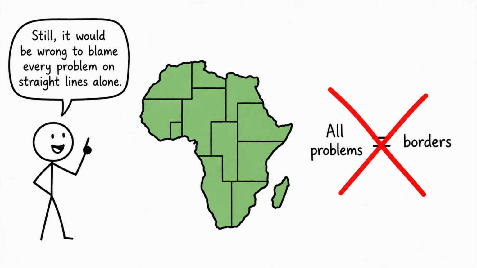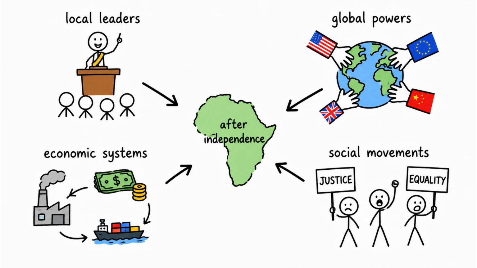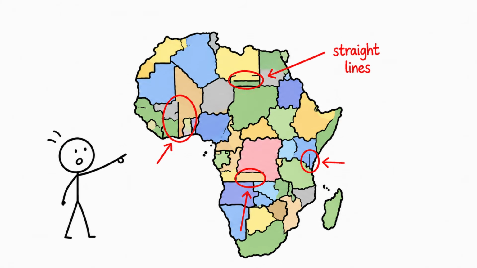Still, it would be wrong to blame every modern African problem on straight lines alone. African countries have now had decades of their own political history. Local leaders, global powers, economic systems, and social movements have all shaped what happened after independence. And many borders elsewhere in the world are also artificial. The difference is that Africa's colonial partition happened unusually quickly, was imposed mostly by outsiders, and occurred during the age of modern mapmaking. That makes the lines especially visible.